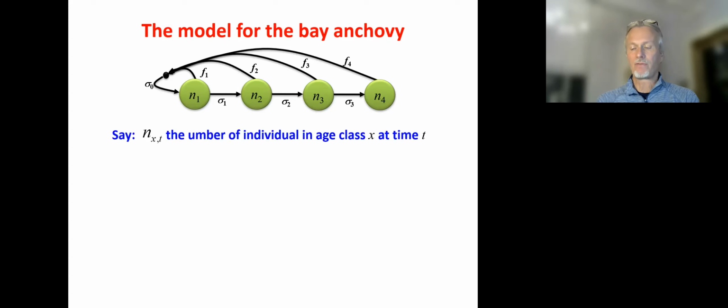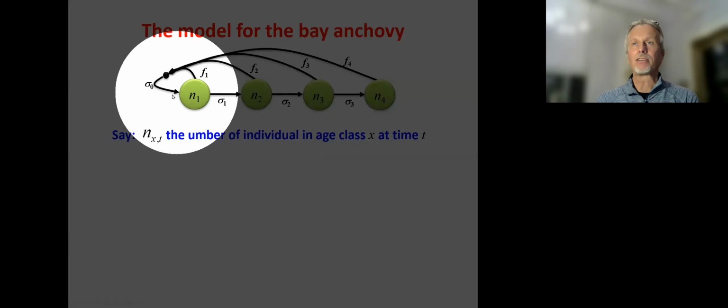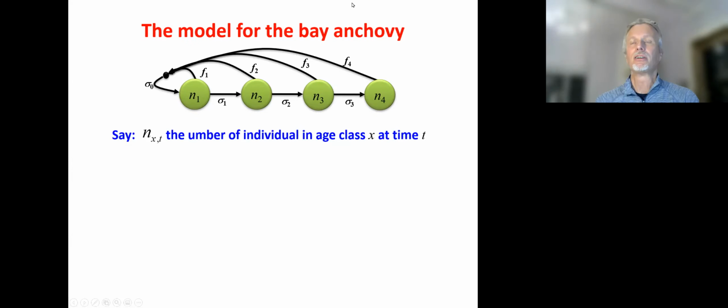So we now have the full life cycle described here in this graph. And let's say that N of x at time t is the number of individuals in age class x at time t. What we need to do now is to write equations that tell us how many individuals of age 1 or 2 or 3 or 4 will be alive next year.